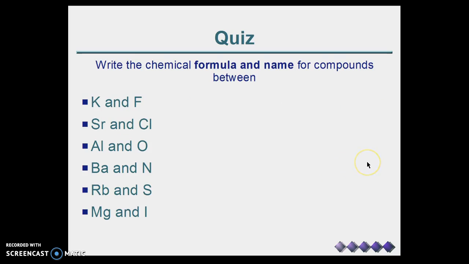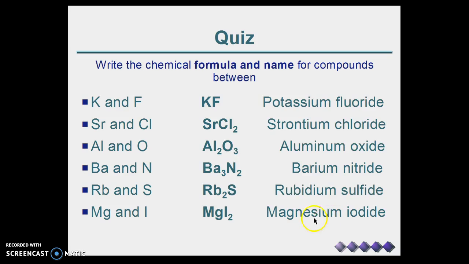Now, using the crisscross rule or your periodic table, whichever is more convenient, why don't you write the chemical formula and name for these compounds, and then check your answers. There's your compound formula, and here are your names.